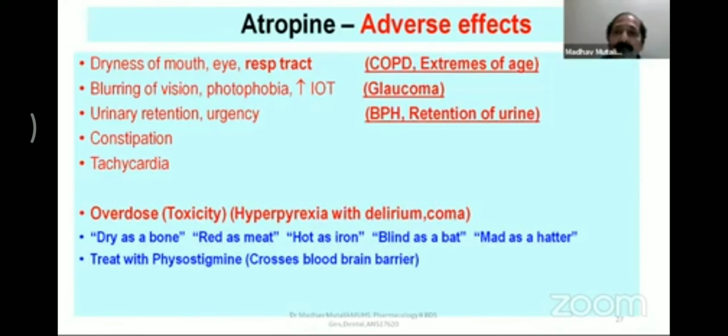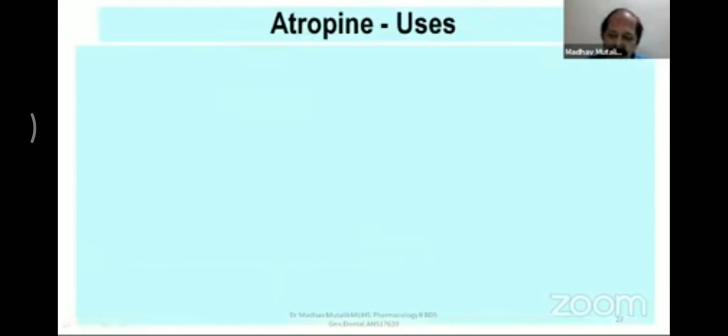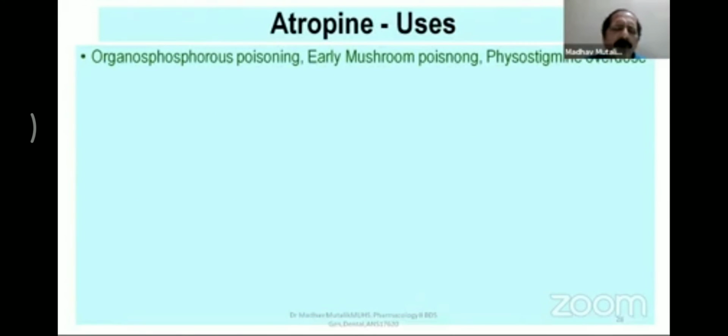And to treat this, we give physostigmine because it is an anticholinesterase agent, firstly, and it will revive acetylcholine at the muscarinic receptor. So it will have antagonism with atropine and it will remove atropine from the blocked sites. In addition, it will cross the blood-brain barrier and it will reverse the central effects of the atropine poisoning. And atropine can be used for a number of conditions.